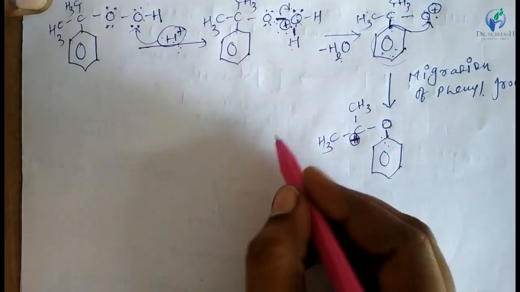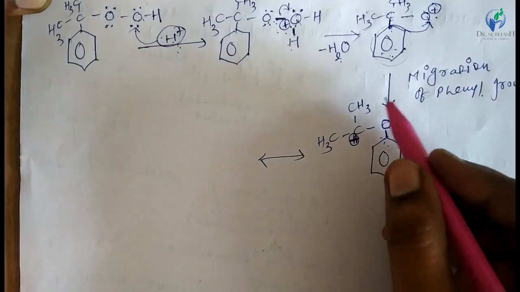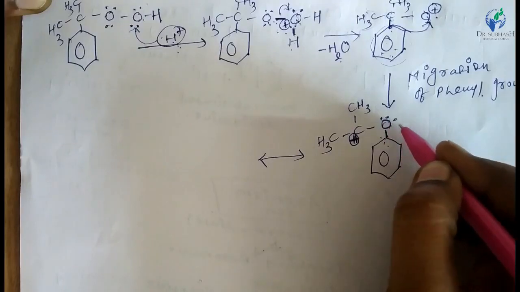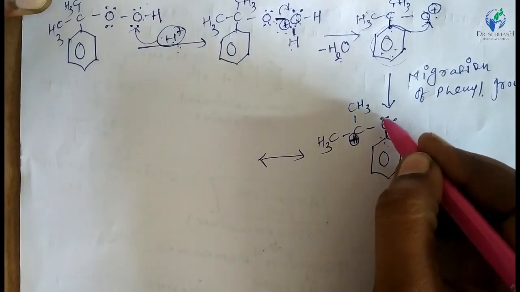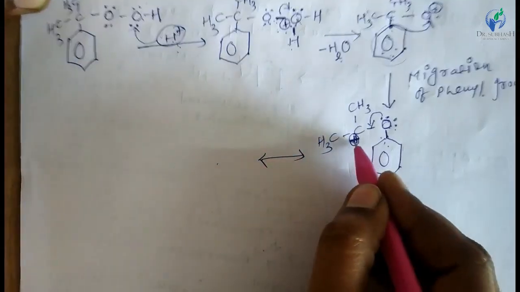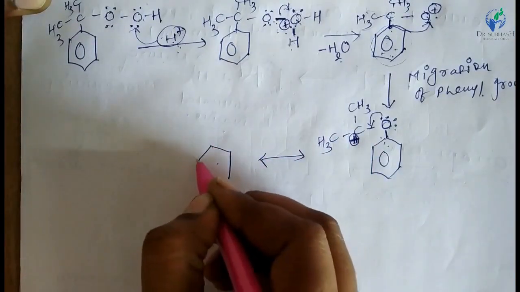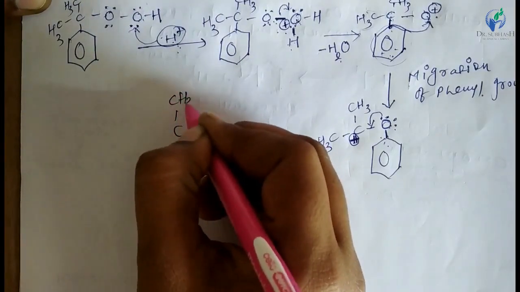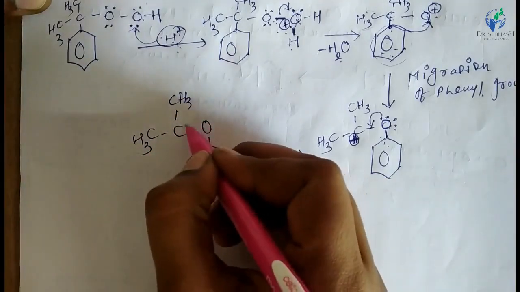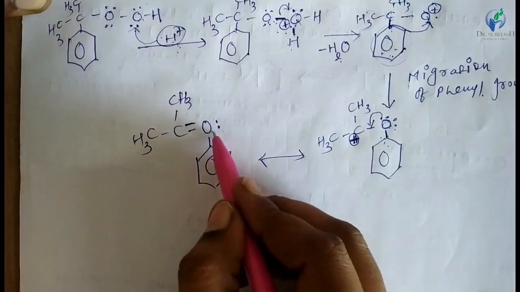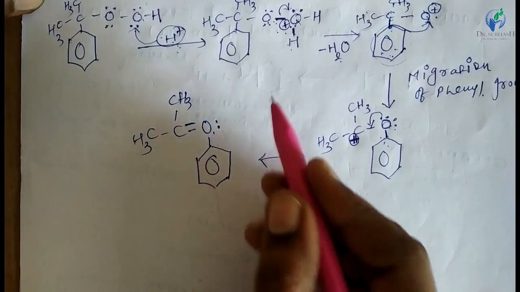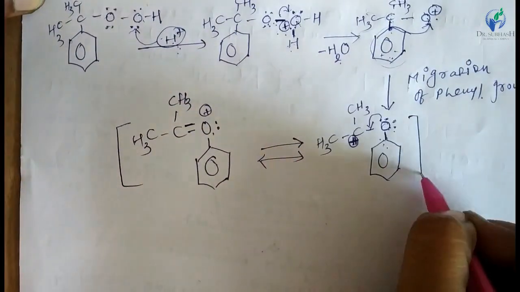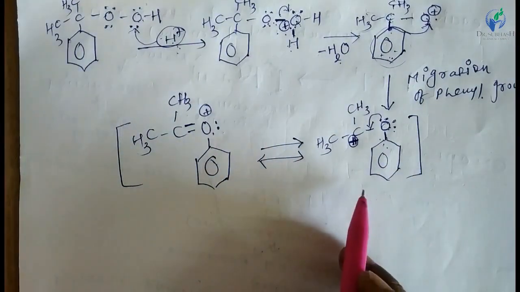Now this can be in another form, right? Because here oxygen has 2 lone pairs of electrons, so it can form a double bond with this positively charged carbon. Other groups remain as such. So again one lone pair of electrons is used, that's why oxygen acquires the positive charge, so it is again converted into this form, right? So it is in equilibrium.